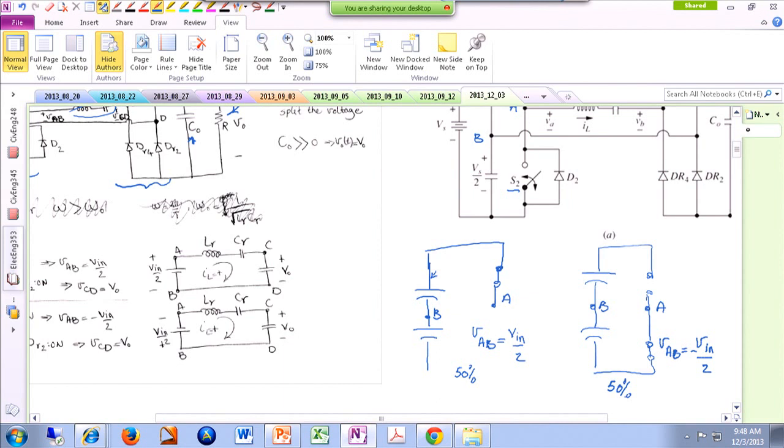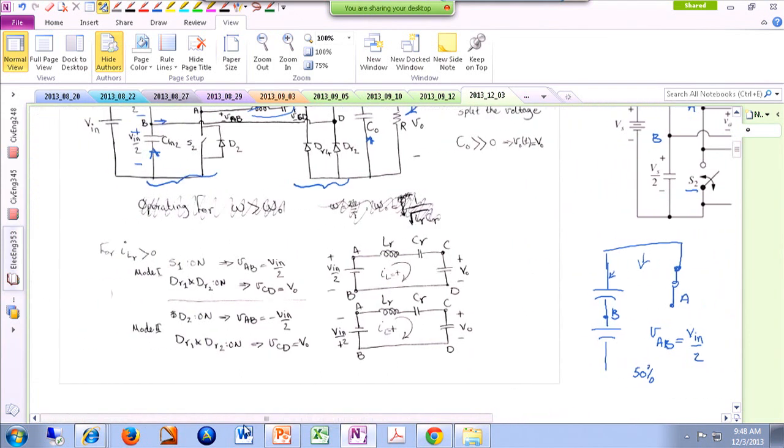And we do this symmetrically, so one period is divided into two equal halves. The first half, the switching diagram is like this. And then the second half, the switching diagram is like this. If you have, for instance, an oscilloscope and measure the voltage from A to B, it looks like a square-shaped signal. Sometimes it's positive Vin over 2, sometimes it's negative Vin over 2.